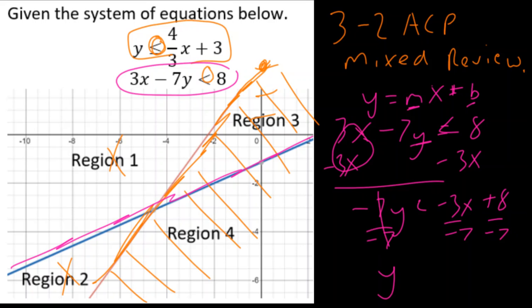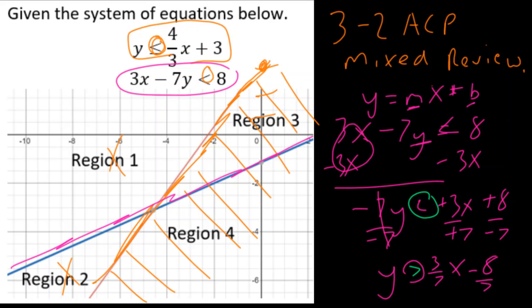And let's do this. Wait a second. What happens when you divide by a negative number? Your inequality has to flip. So instead of being less than, it will become greater than. And we can simply write this as 3 over 7x, because a negative divided by a negative is a positive, minus 8 over 7. Now none of this actually matters. The only thing that matters is that we're going to shade above this line.